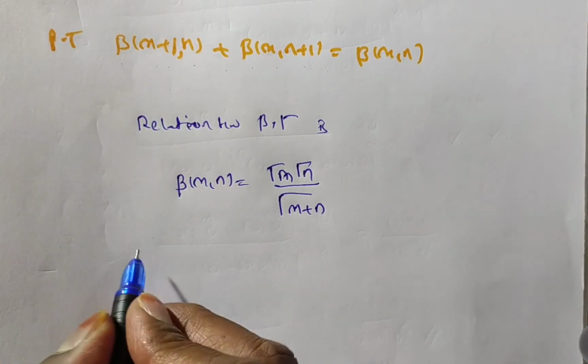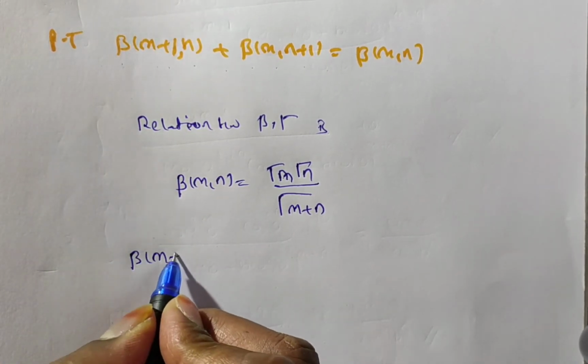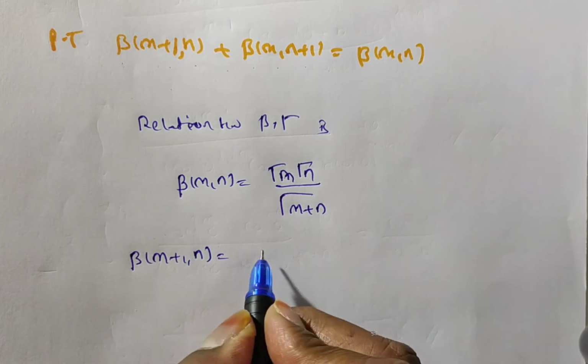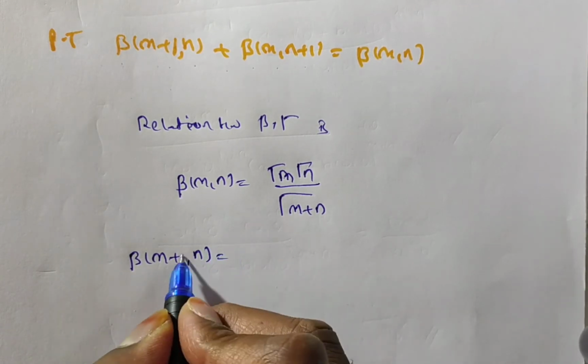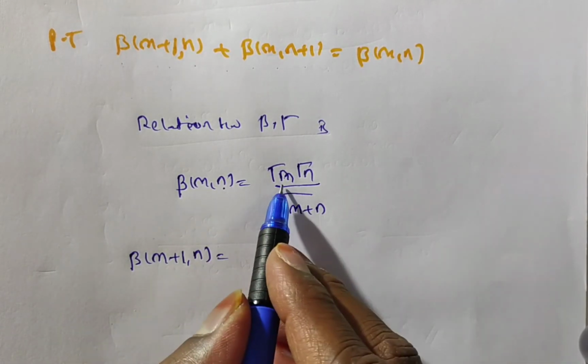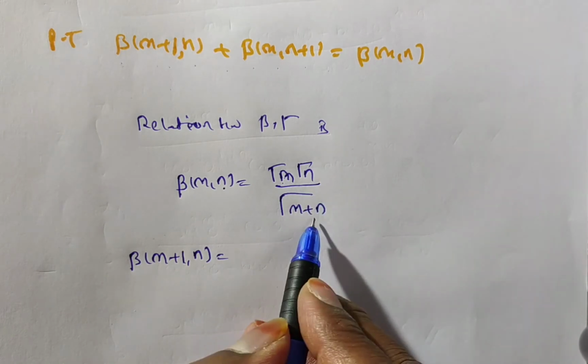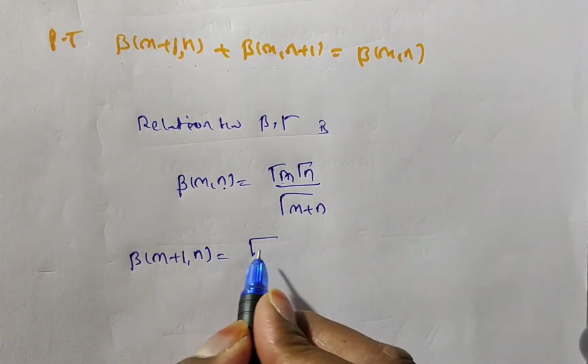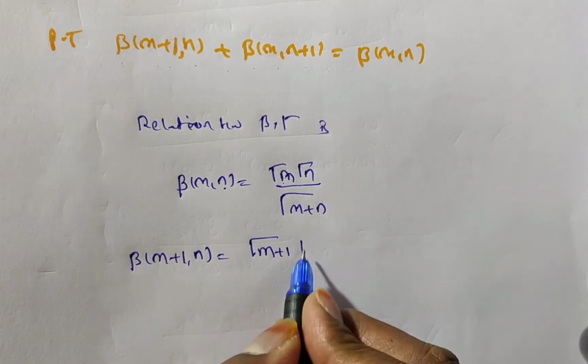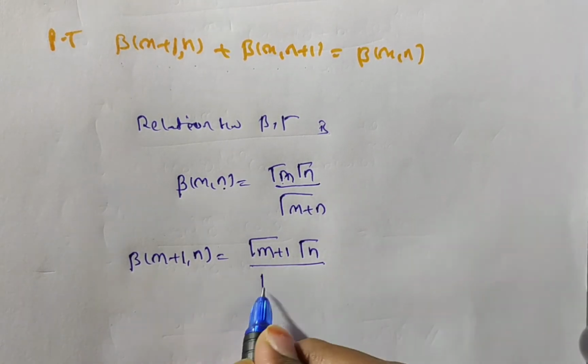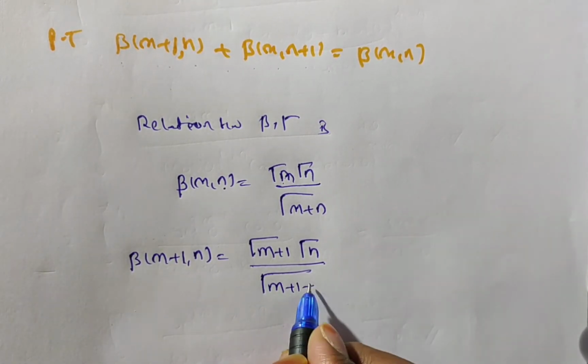Now here take the LHS part. First part, in the LHS first one we have beta of m plus 1 comma n, right? If you consider this as x comma y, it is gamma x gamma y by gamma x plus y. So what is x here? You have m plus 1. So gamma of m plus 1 gamma n by gamma of m plus 1 plus n.